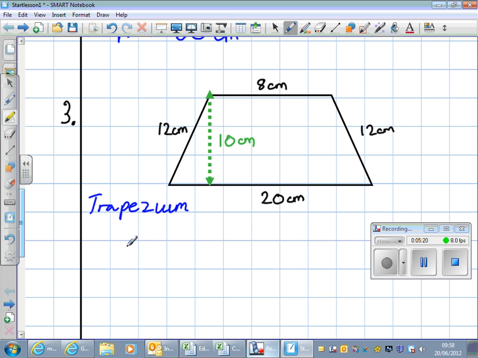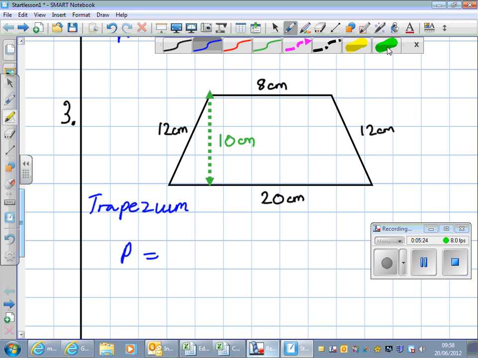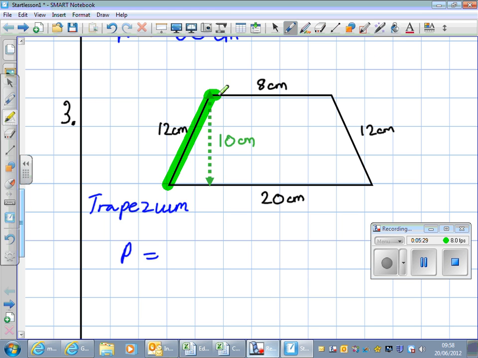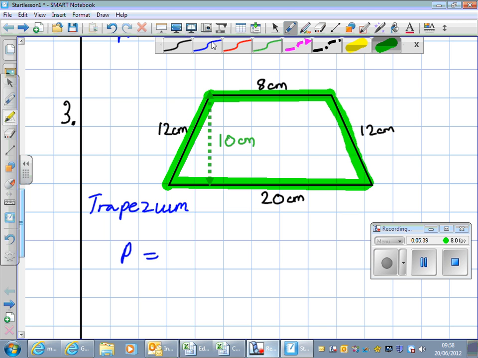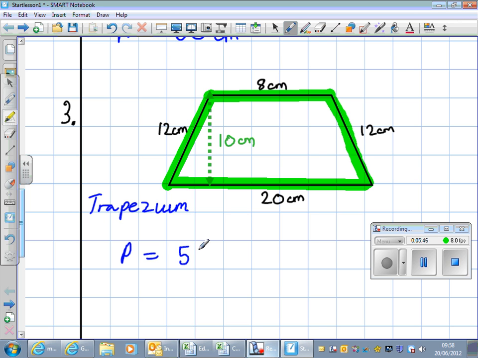Right, the first thing we're going to do is find the perimeter. That's the easy bit. So that's 12 centimeters. Add 8 is 20. Add 12, 32. Add 20. 20, 32, add 20 is 52 centimeters. Now, the area.